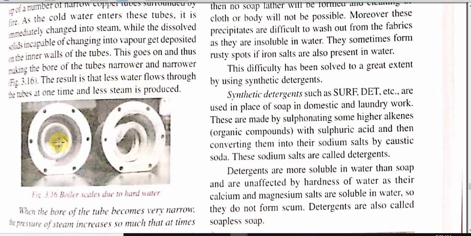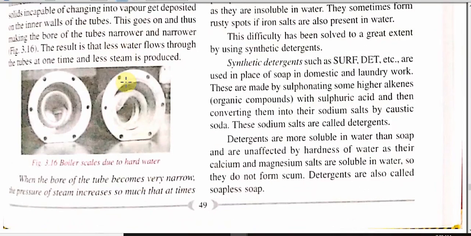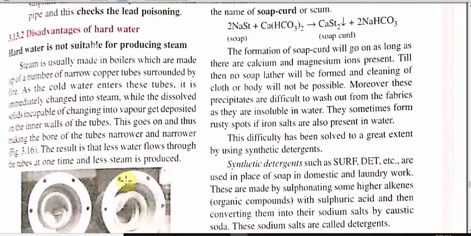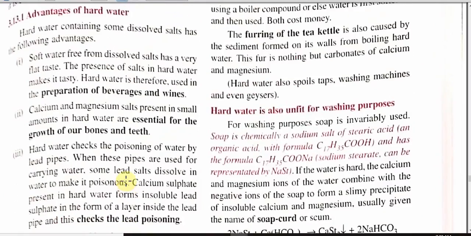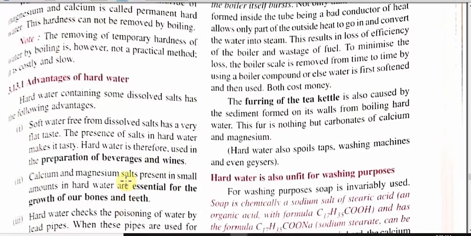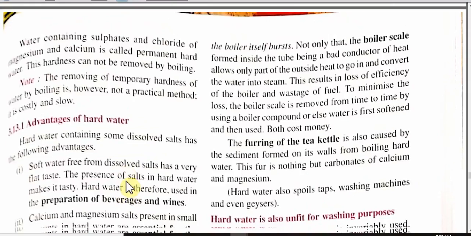You can see this pipe having a good bore, and after deposition of salt, the bore gets narrower and narrower. This results in less water flowing through the same pipe, and when the bore of the tube becomes very narrow, the pressure could increase, and sometimes the boiler may blast also. So this is also a very dangerous condition.